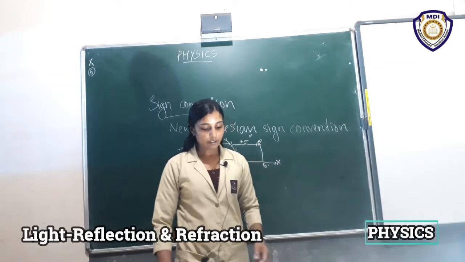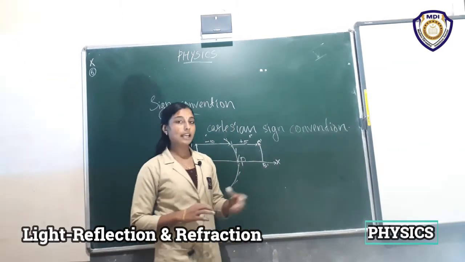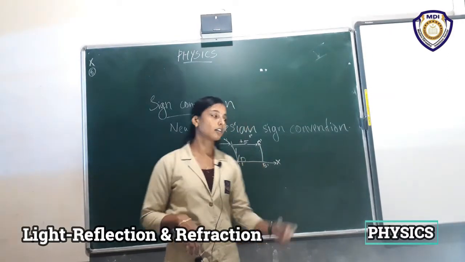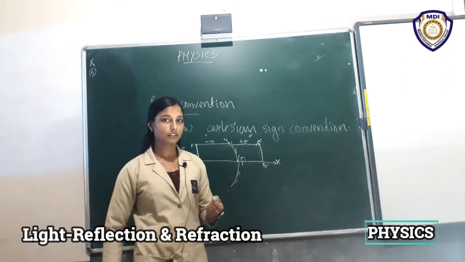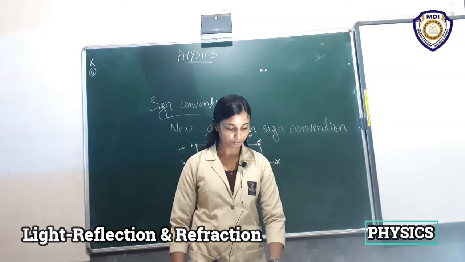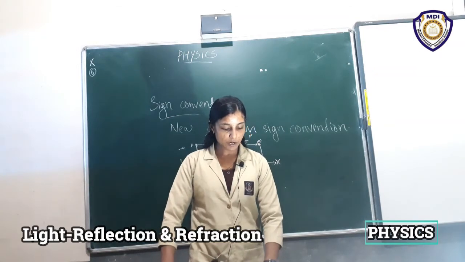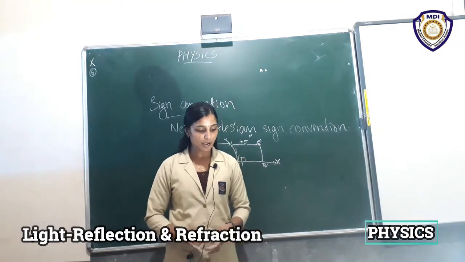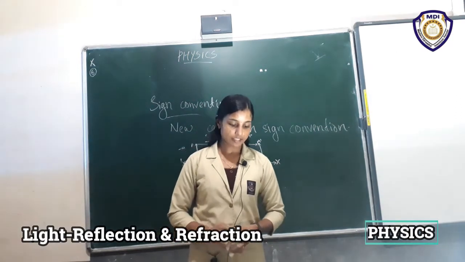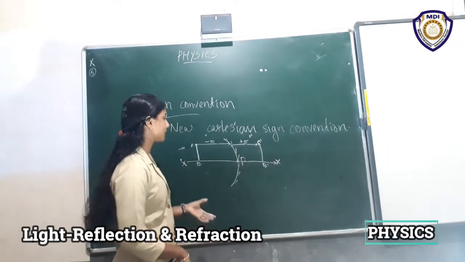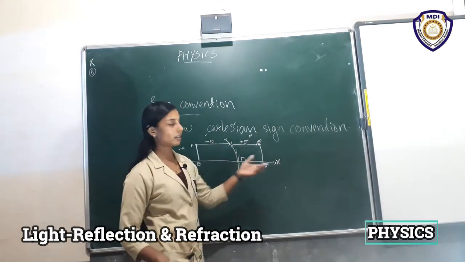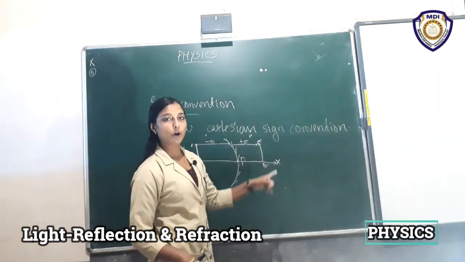Those measured to the left of the origin along the negative x-axis are taken as negative. Then distances measured perpendicular to and above the principal axis along the y-axis are positive. We have already discussed this for the case of the normal Cartesian system.